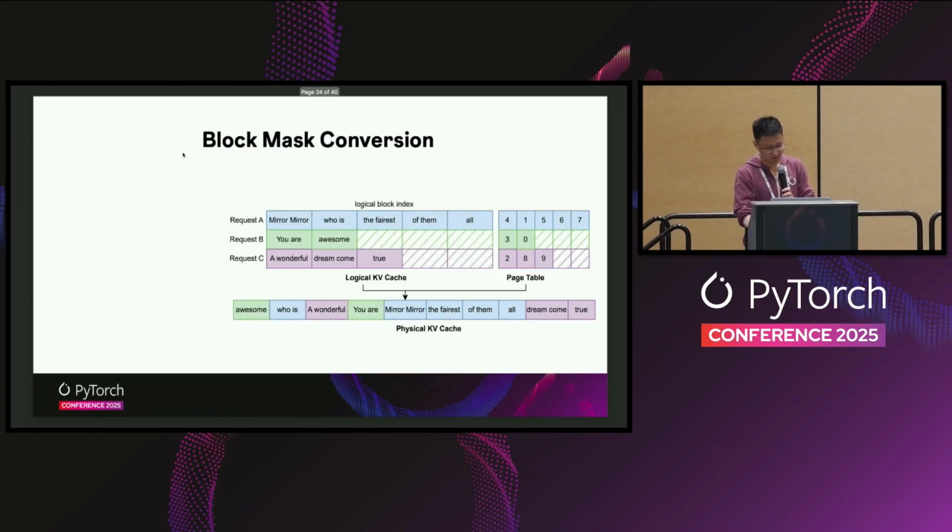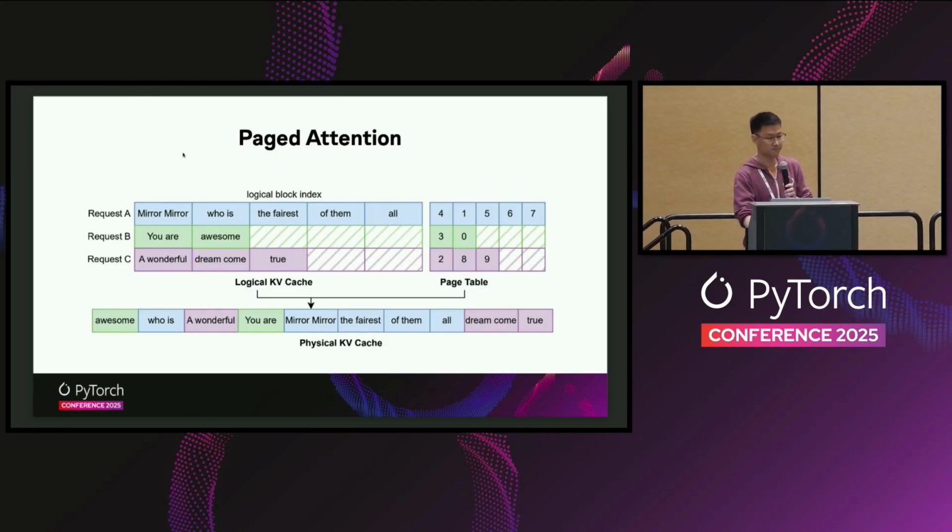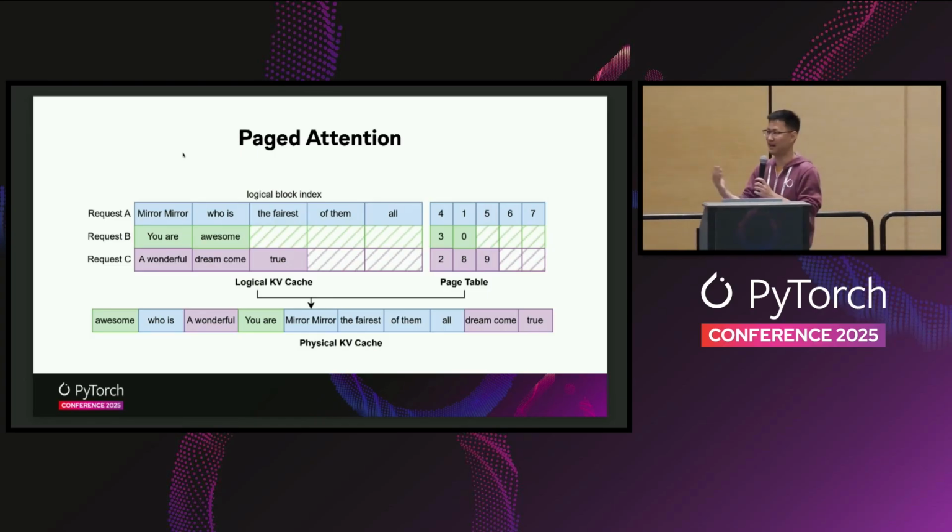So how could flex attention work with paged attention, right? Do we need a new kernel, or is there any other way?